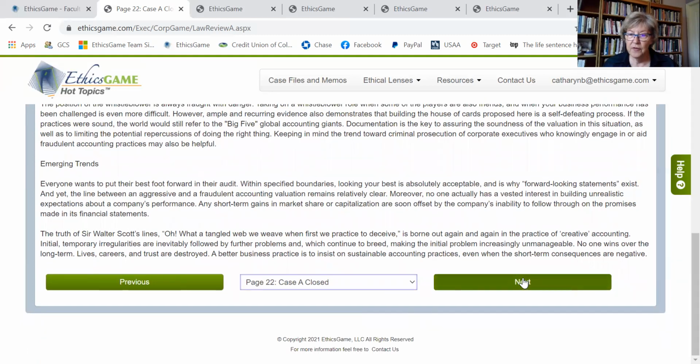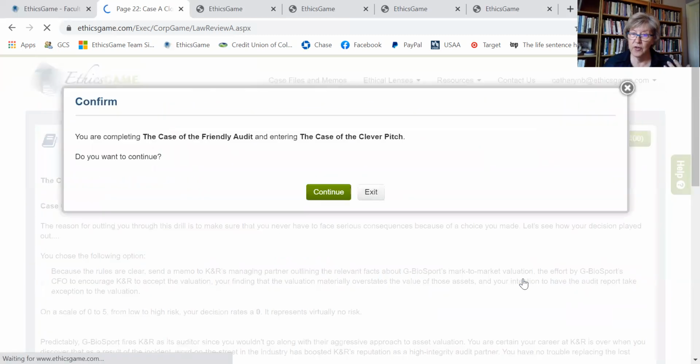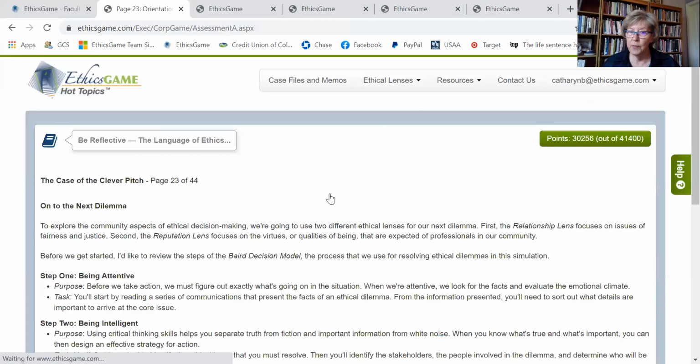We then get to the next page, which is where you get your introduction into the next dilemma. If your faculty member has told you to stop and to wait until you proceed to the next class, please exit. And if not, you can continue into dilemma number 2, the case of the clever pitch.